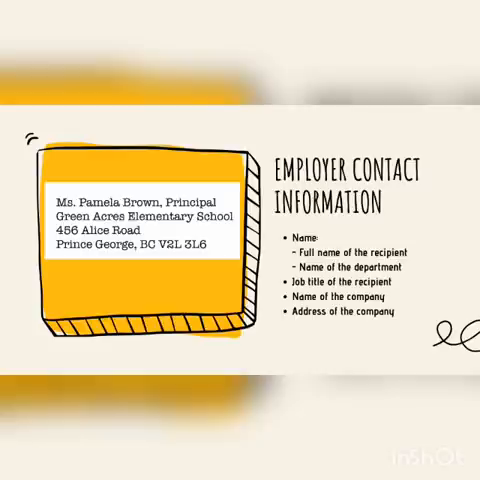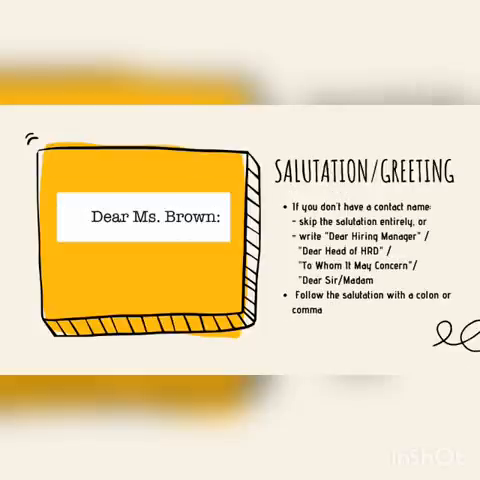Just directly write the name of the department. For example, head of HRD or head of recruitment staff, or maybe in this example you may write the school principal, and then followed by the name of the company and then the address of the company. Okay, after that there will be a salutation or greeting.